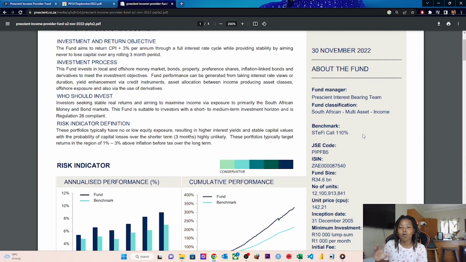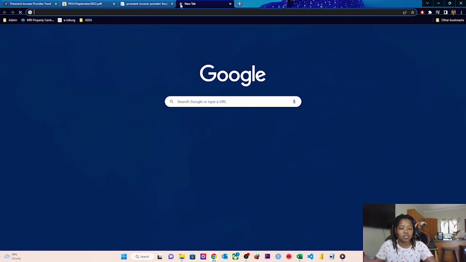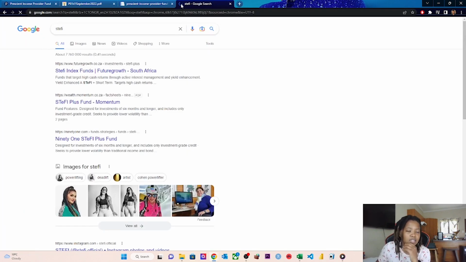The benchmark is STeFI Composite, 1.1 or 110, so 1.1 times the STeFI. So the STeFI is the short-term, we can just Google that. It's short-term money market though. It's a nice benchmark. So it's the STeFI index, Short-term STeFI Plus.